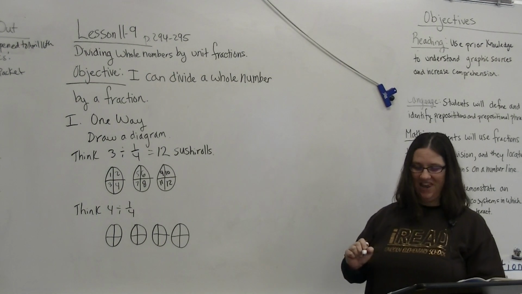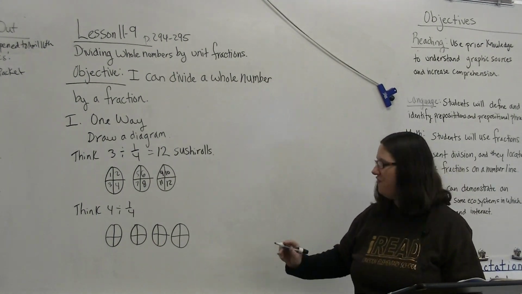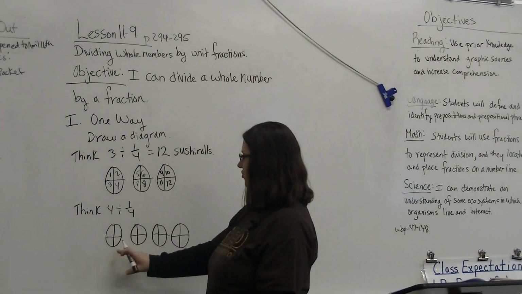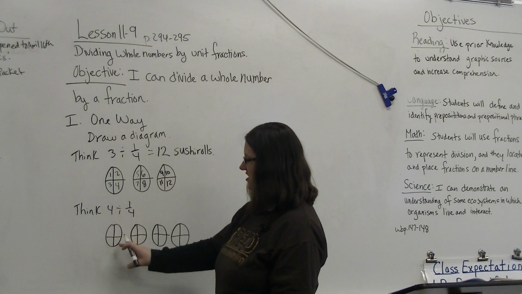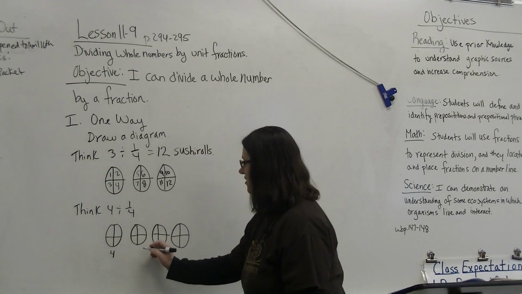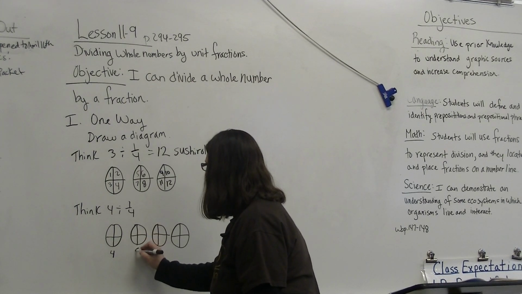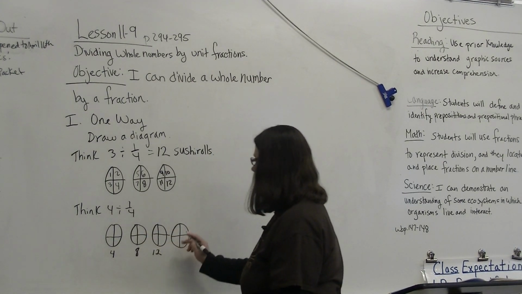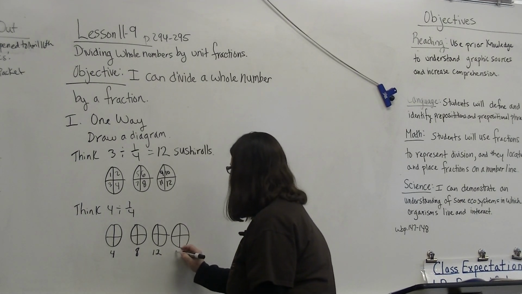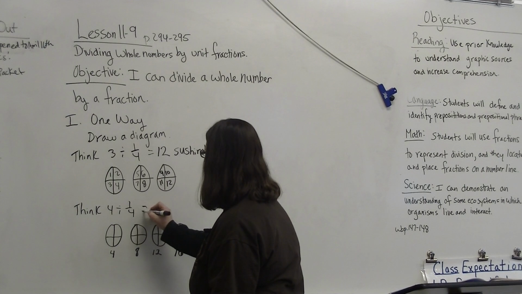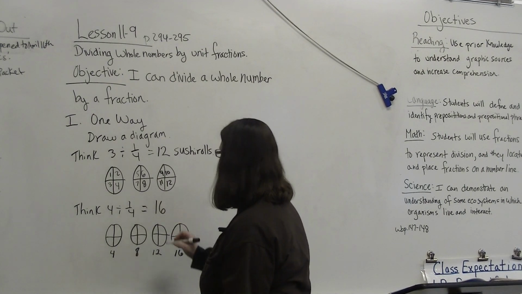Okay, and then again, you go ahead and find out how many fourths are in each one. It's very similar to this one. So how many fourths do we have here? Again, you can label them individually or just put the total at the bottom. This is 4. There's 4 more here, so this gives me 8. There's 4 more here, which gives me 12. And there's 4 more here, so that gives me 16. So this time, 4 divided by 1/4 is 16.